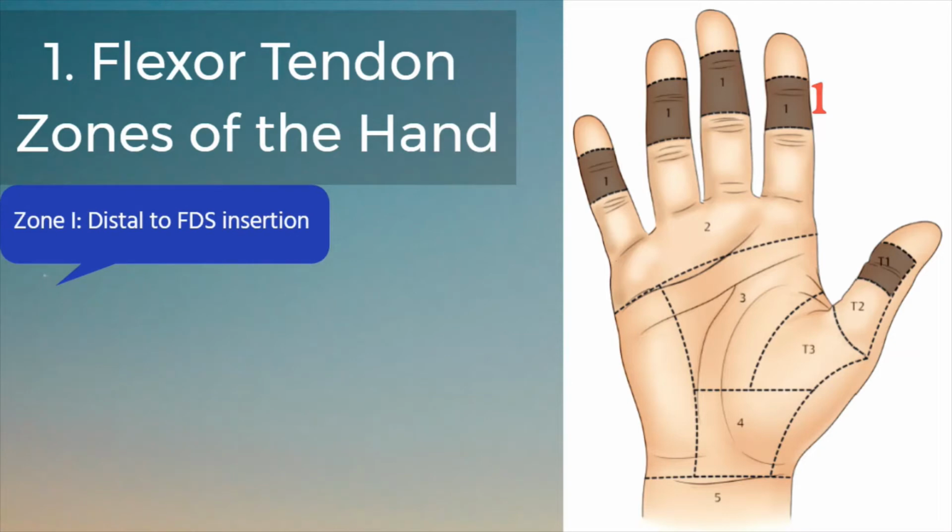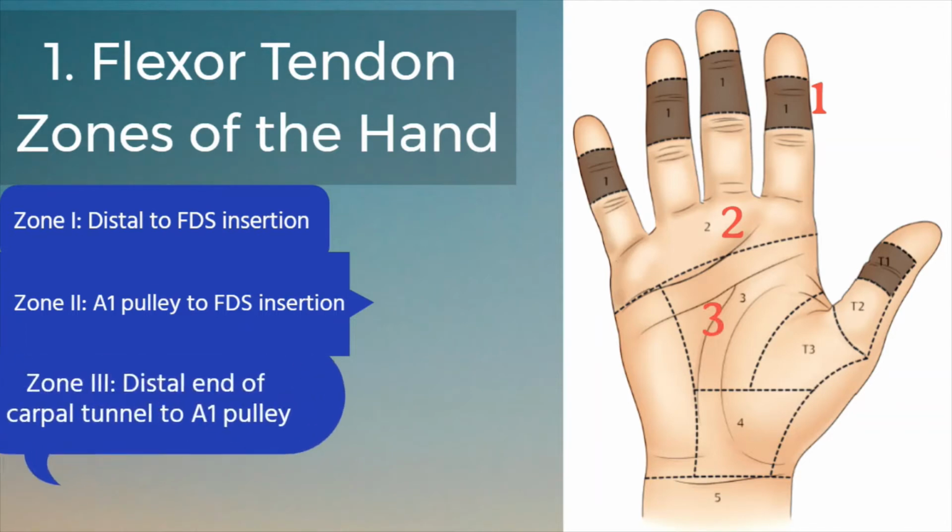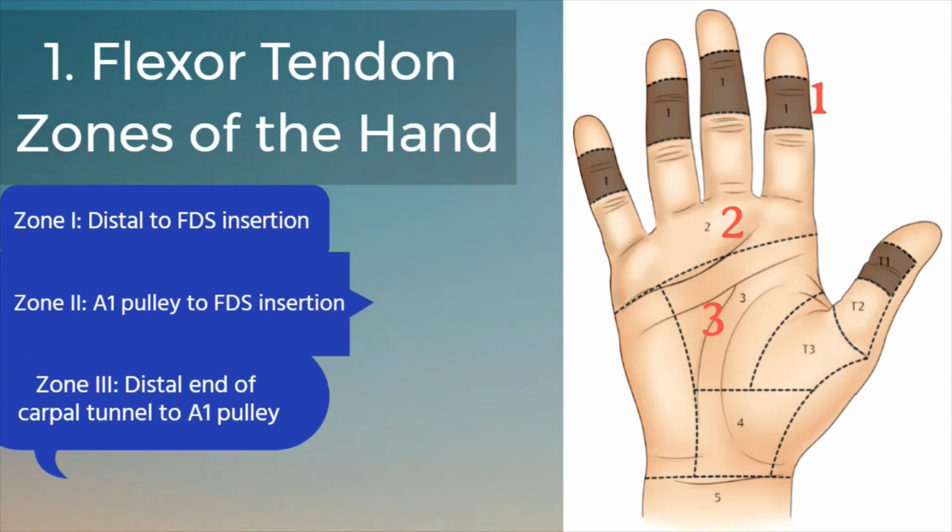The Zone 1 area is distal to the flexor digitorum superficialis insertion on the midpoint of the middle phalanx. The Zone 2 area goes from the A1 pulley to the flexor digitorum superficialis insertion. Zone 3 region is from the distal end of the carpal tunnel to the A1 pulley.